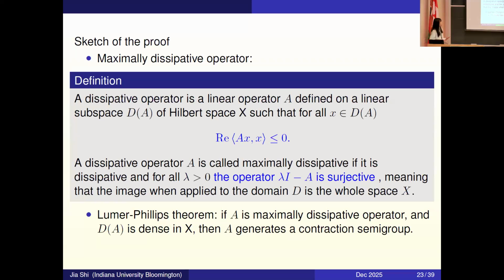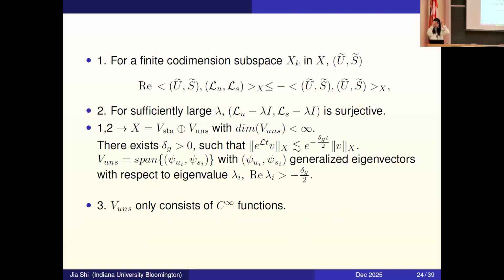So the finite codimension setting is up to a compact perturbation. This is a maximally dissipative operator, and then there's only finite codimension that is not good. So those are the things that need to be done. So for a finite codimension subspace, you have the real part of the inner product should be less than or equal to -1 times the norm, or some negative constant. And second is the maximality. So for sufficiently large lambda, the operator minus lambda I is surjective.